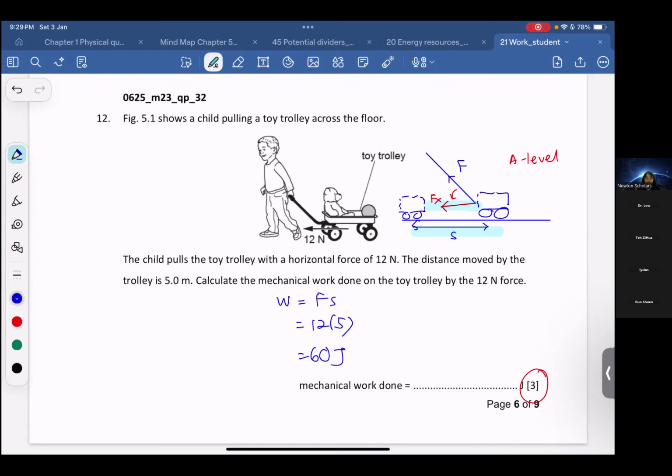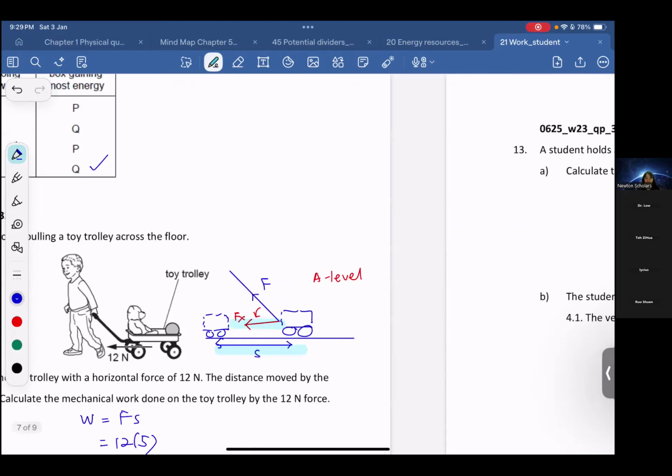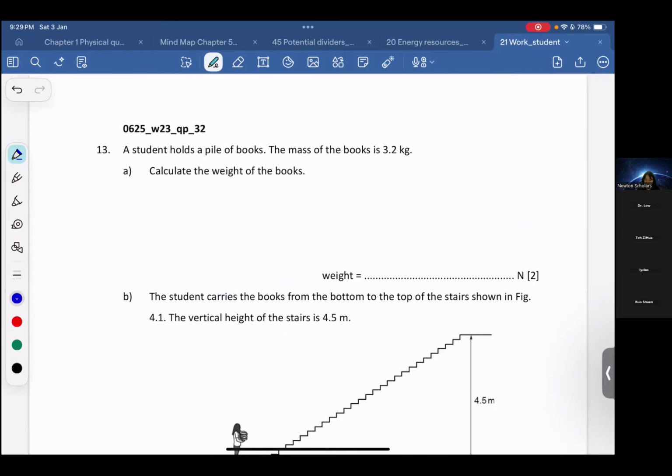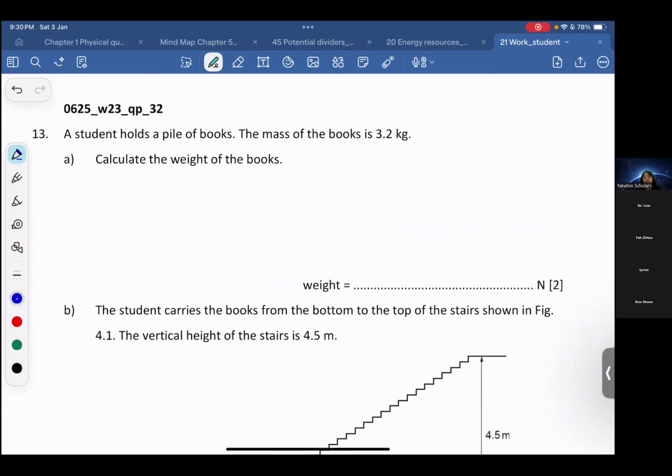Is it okay? Next. One more minute. Calculate the weight. Crystal, make it two significant figures. 2 to 3. Angeline, okay, can be accepted.